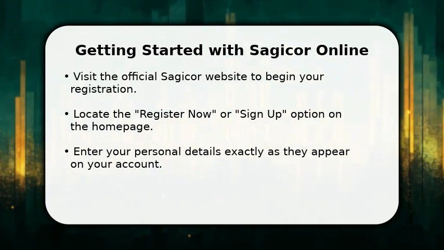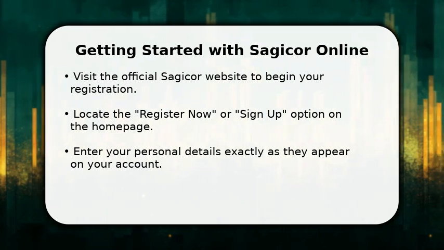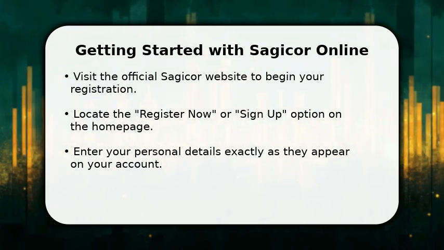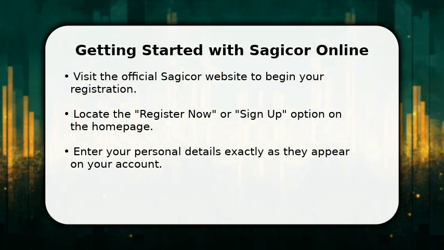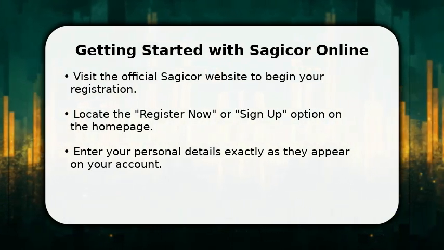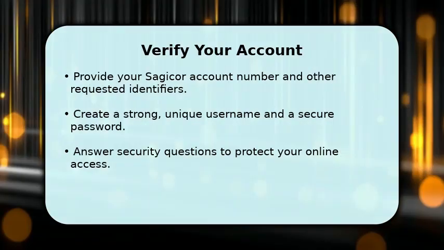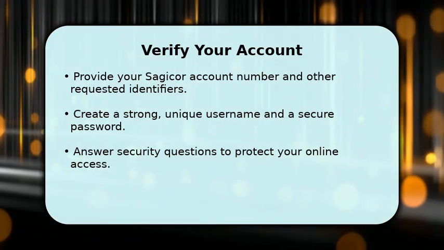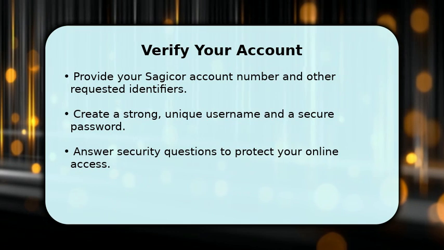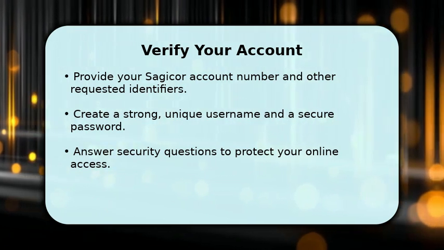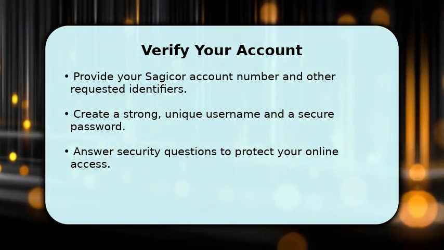You will then be prompted to input your personal information, such as your account number and identification details. Ensure all entries match your records precisely to avoid any delays. Next, you'll need to verify your identity by providing your Sagicor account number and other specific identifiers. This step is crucial for security.